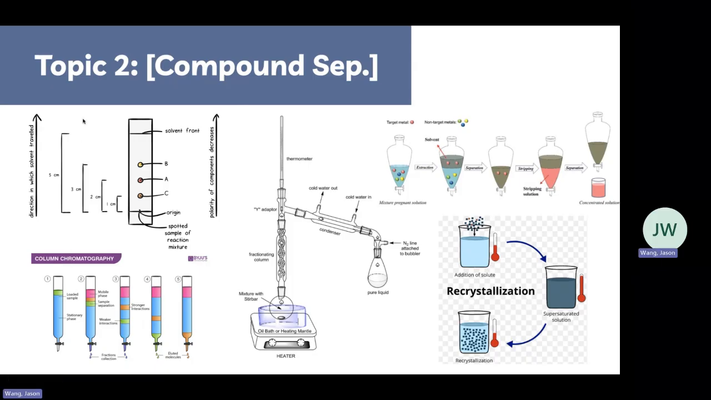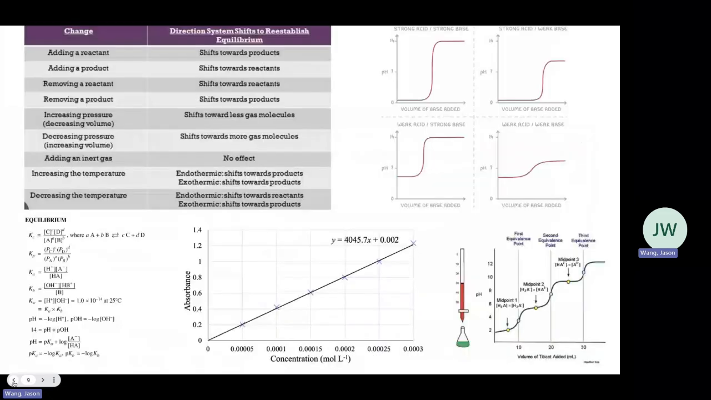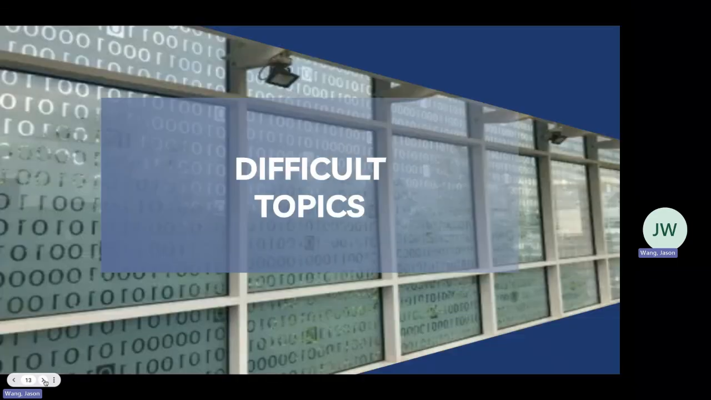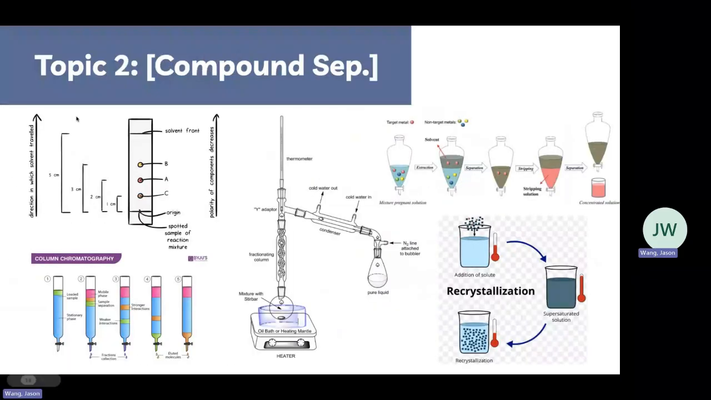Topic 2 that we want to talk about is compound separation. As I mentioned earlier, with equilibrium, they can include topics about using equilibrium to separate chemicals. So separation of chemicals relates to, first, chromatography. That's the most basic one that we all know about. Paper chromatography helps to separate compounds based on polarity.